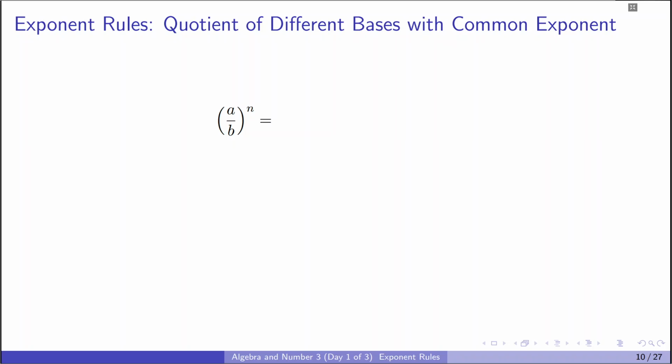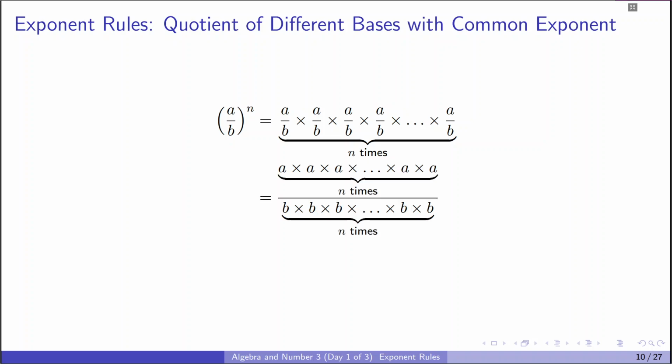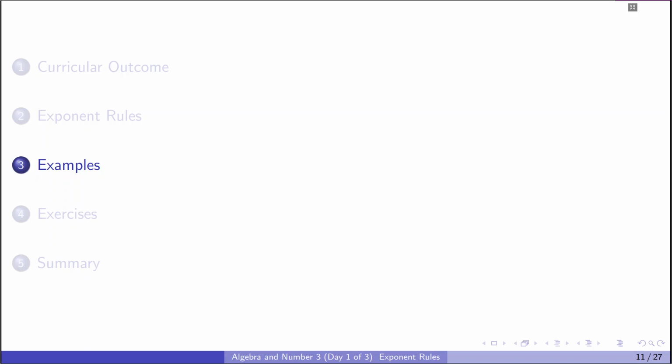Now, quotient with different bases. Almost identical logic. It's that fraction multiplied by itself n times. So we have a to the n over b to the n. That exponent just applies over the brackets, almost like the distributive property. Let's look at more examples.